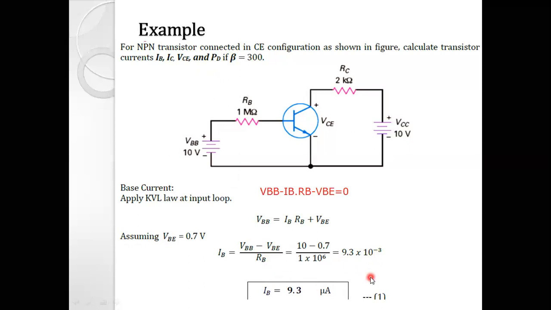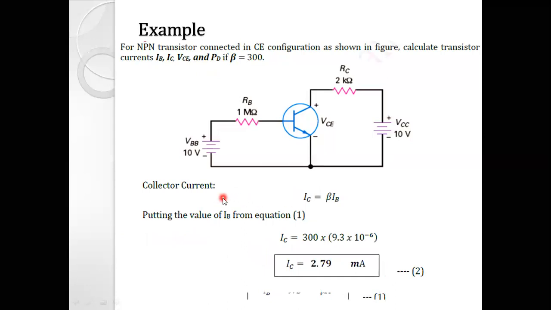Moving ahead, let us find out the second current, which is collector current. Collector current can be found out by using the equation which shows the relation between the output current collector and the input current base in terms of beta. From the theory perspective, we know that IC, collector current, is approximately equal to beta times IB. IB we have just found out in the previous slide, that is 9.3 into 10 raised to minus 6, which is 9.3 microampere, and the value of beta is given in the statement, which is equal to 300. So substitute these two values inside this equation, and when we solve that, we get IC collector current is equal to 2.79 milliampere. So this is the second answer of this example.